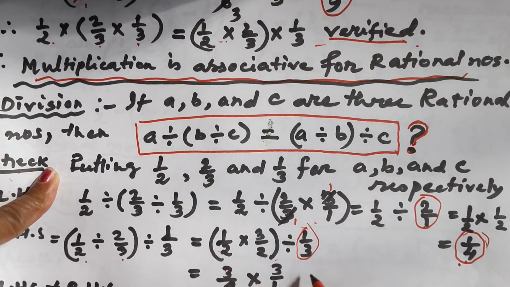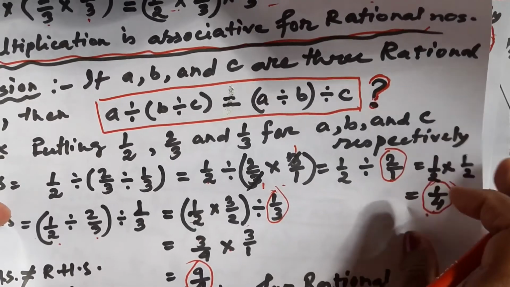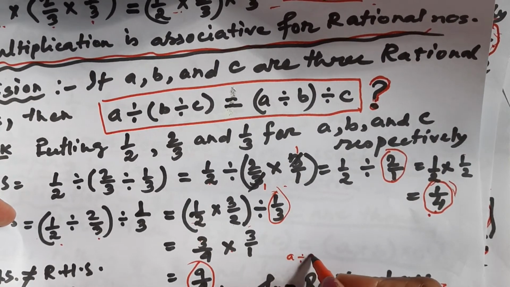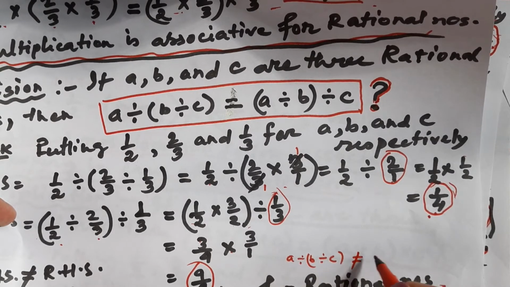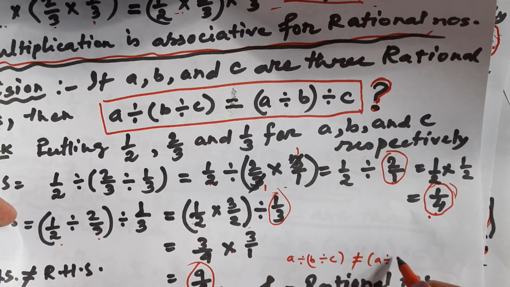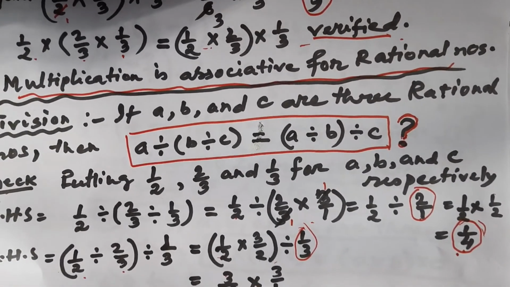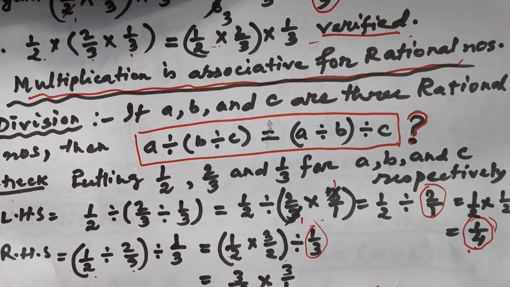Therefore, we have found that A divided by B divided by C does not equal to A divided by B divided by C. That is, division is not associative for rational numbers.